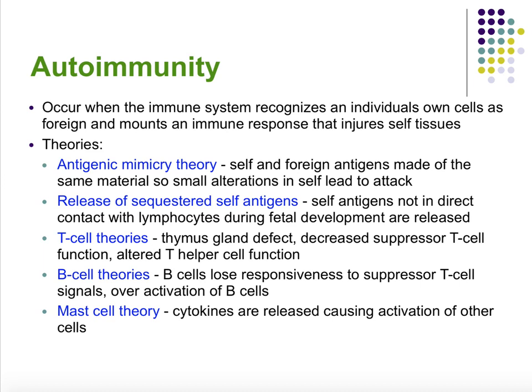Then we have T cell theory, B cell theory, and mast cell theory. This really goes into issues with all of these types of immune cells. For T cells, maybe the thymus gland is defective, so we have decreased suppressor T cell function or altered helper T cell function. In B cell theory, we have issues with our B cells. In mast cell theory, we have issues with our mast cells. So these are all theories of why autoimmunity may occur.